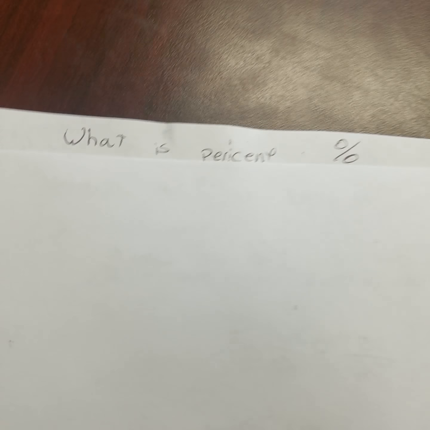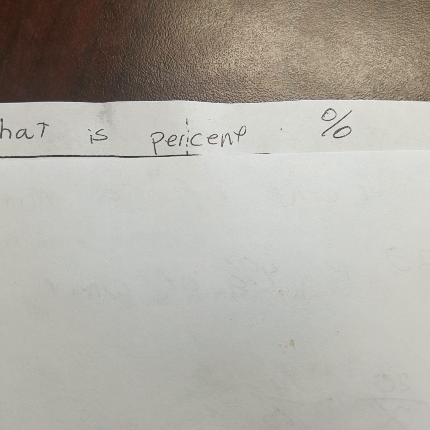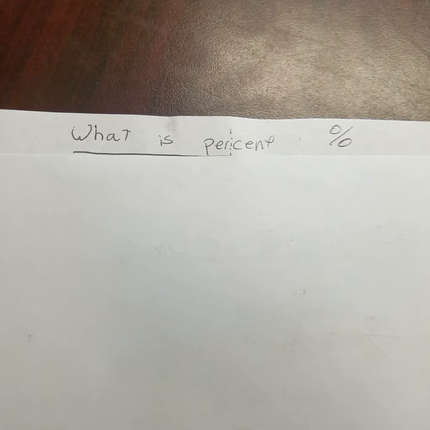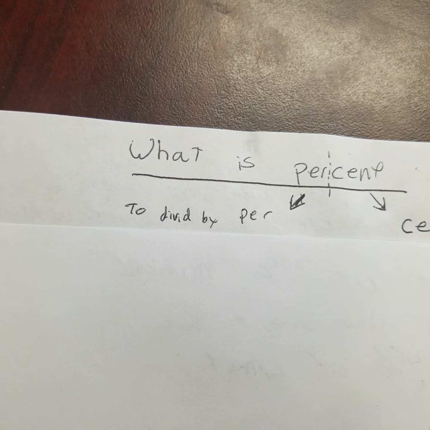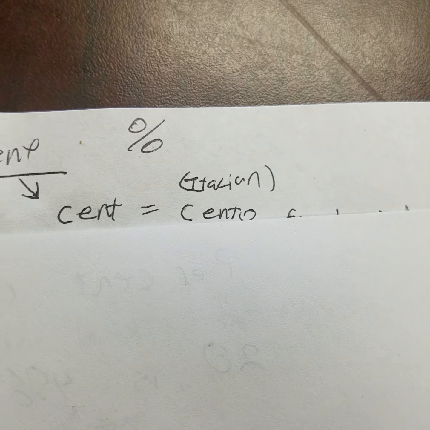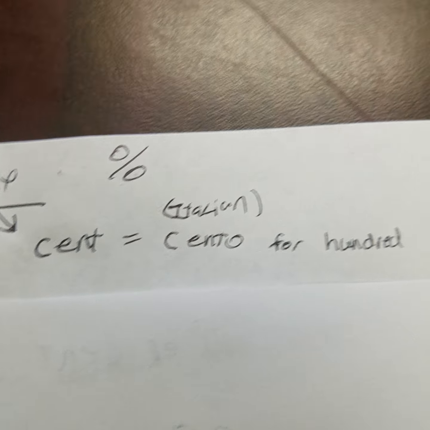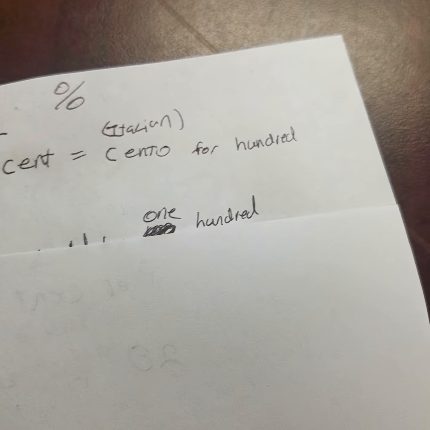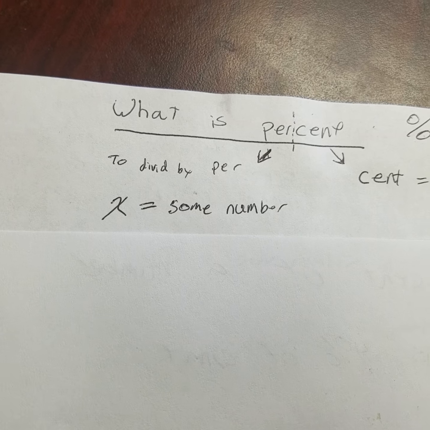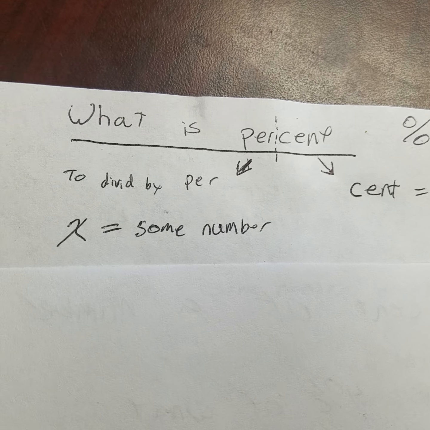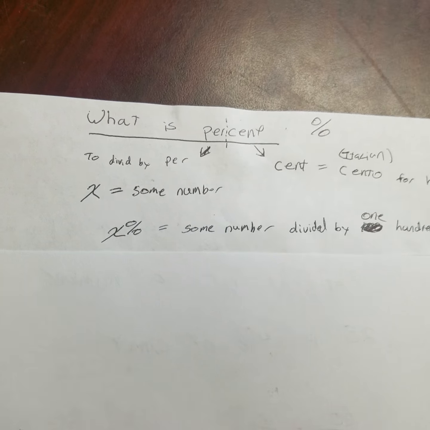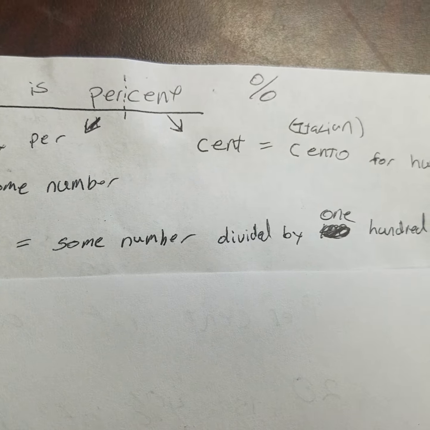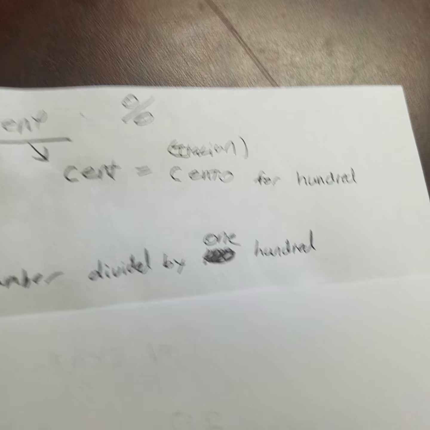All right, so today I wanted to go over what is a percent and then some basic algebra to find it. All right. So what is percent? Percent is per, which means to divide by, and cent, from centos, Italian for 100. All right. X equals some number, a variable. We don't know what it is. That's what we're going to find. So X percent equals some number divided by 100.